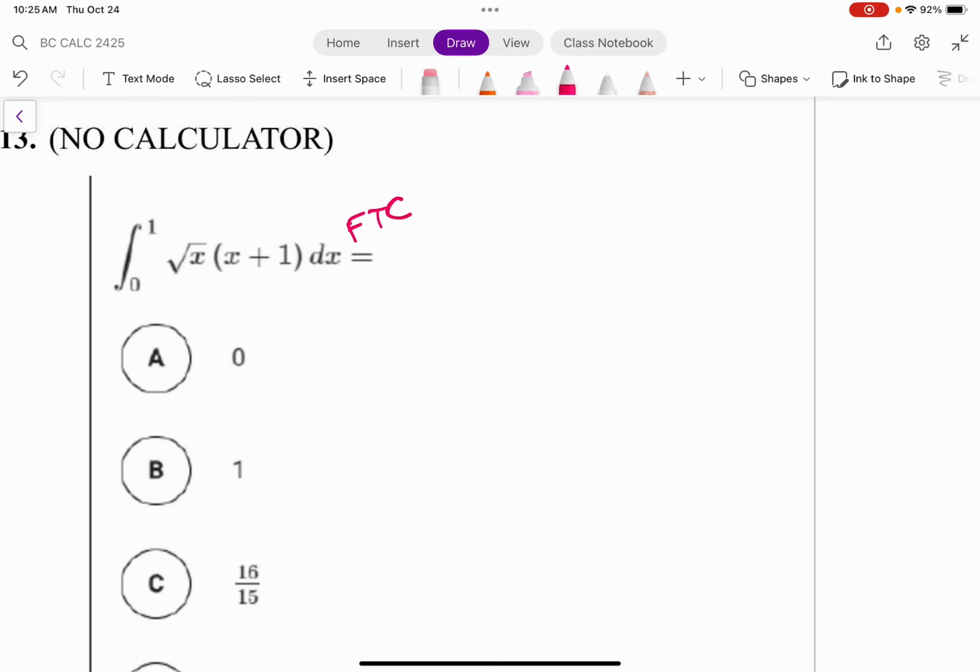How do we find the fundamental theorem? How do we find an antiderivative of this? First of all, don't try to take the antiderivative of root x and then times it by the antiderivative of x plus 1. That's not going to work. The trick in this problem is you need to distribute.